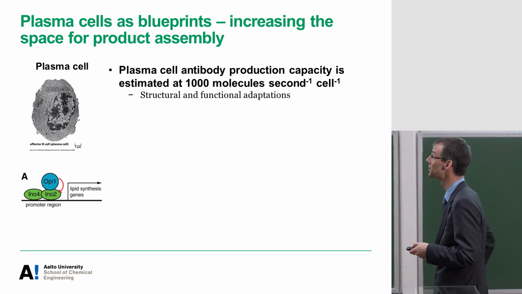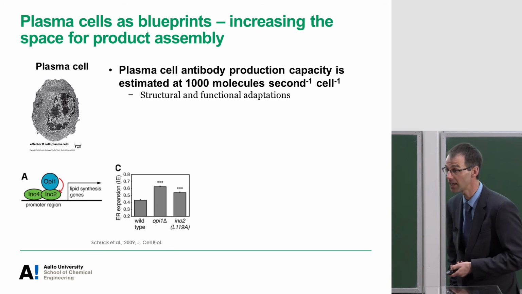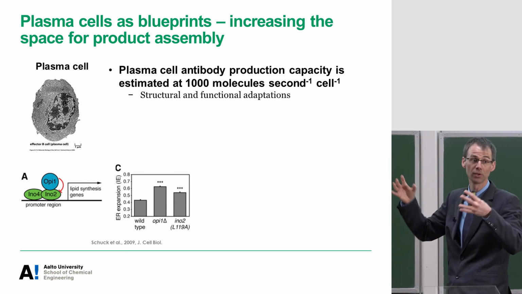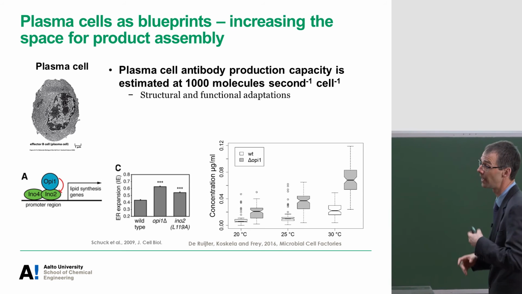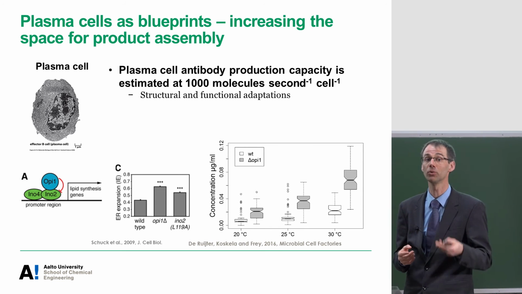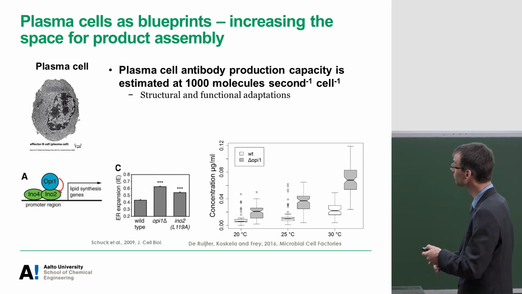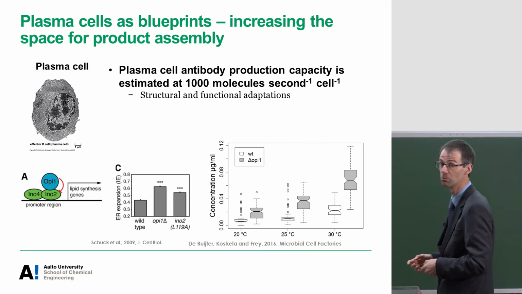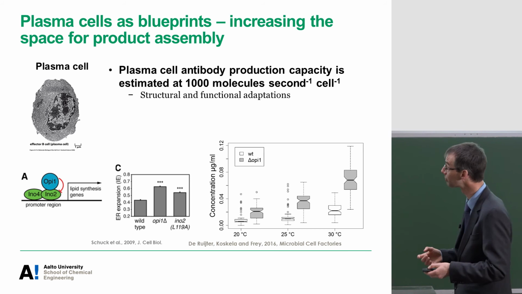There is some complex regulation behind here, which you can inactivate, and that means that this product assembly space grows. This is shown here, and that also correlates with increased production. So if you increase this product assembly space, you can increase productivity of such a cell quite tremendously, 3 to 4 times.